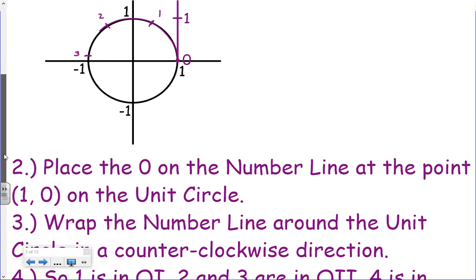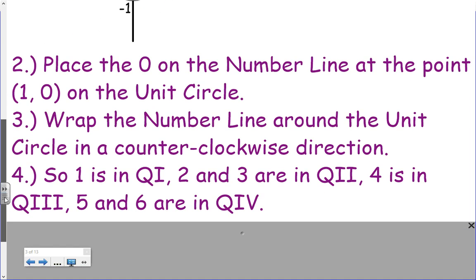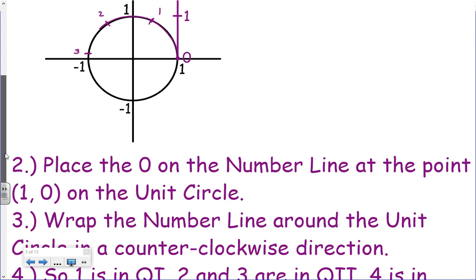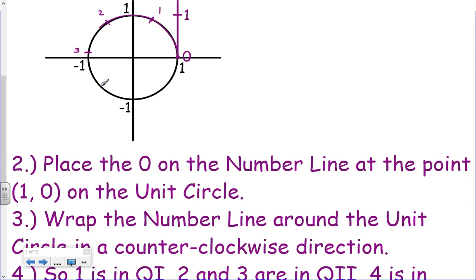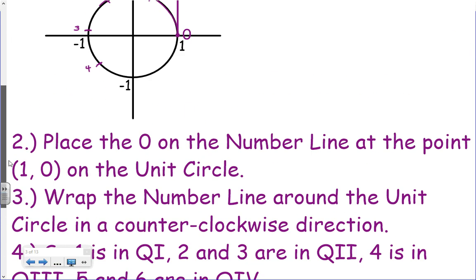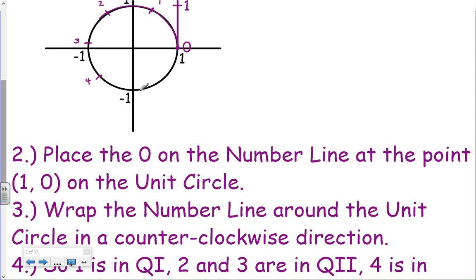It tells you that 4 is in the third quadrant, and 4 would be somewhere about right here. And then 5 and 6 would land in the fourth quadrant. So 5 would be somewhere about right here. And 6 is really close to my horizontal axis. I'm going to mark it right there. That's where 6 would be. And obviously you would continue wrapping around there. 7 would be back in the first quadrant, and so forth.